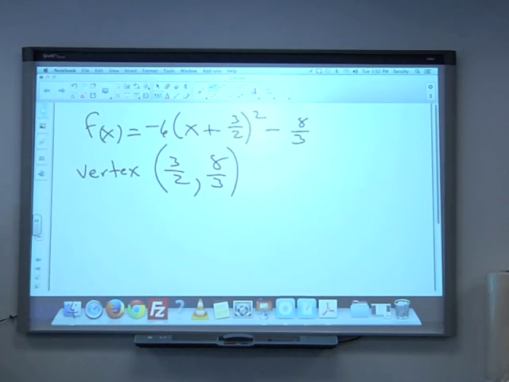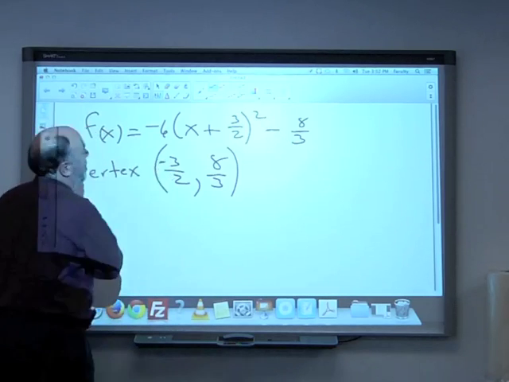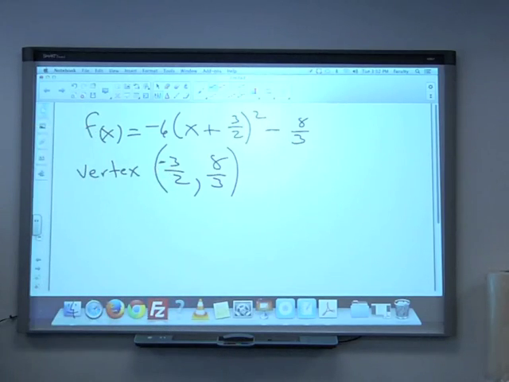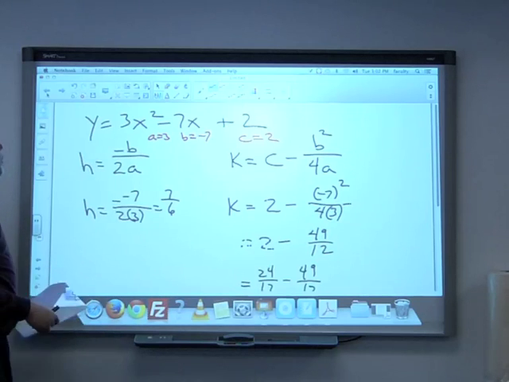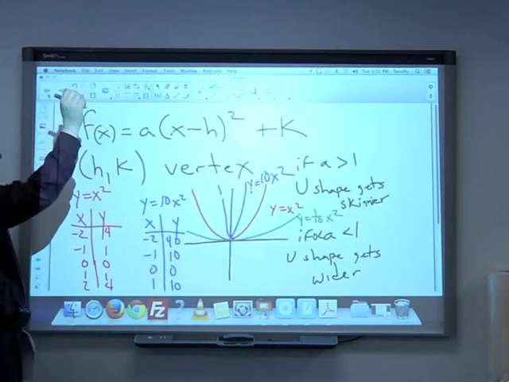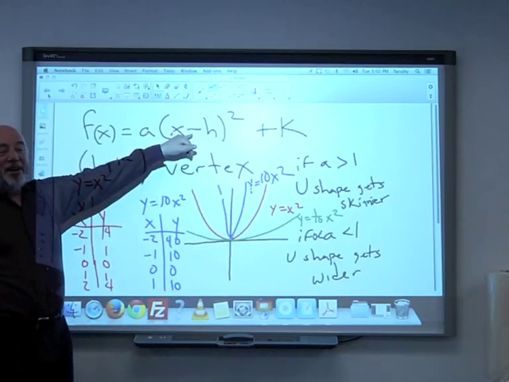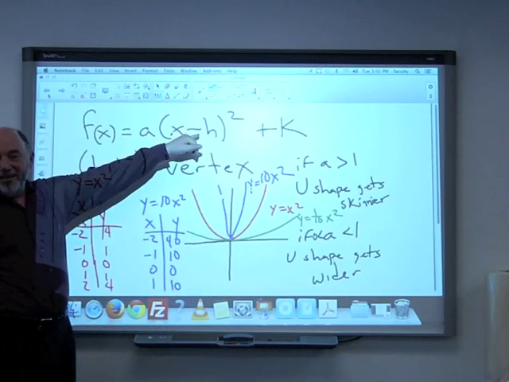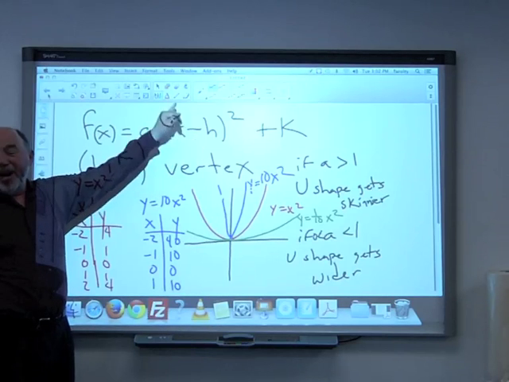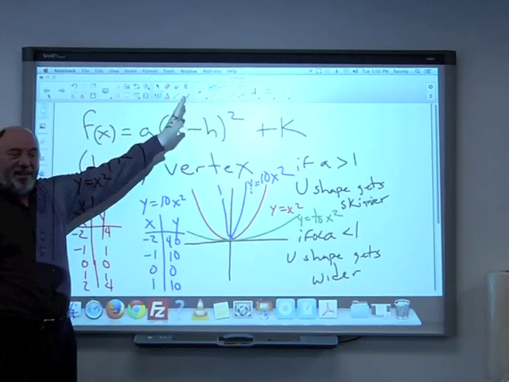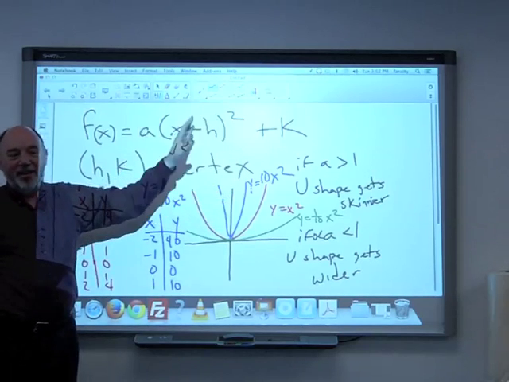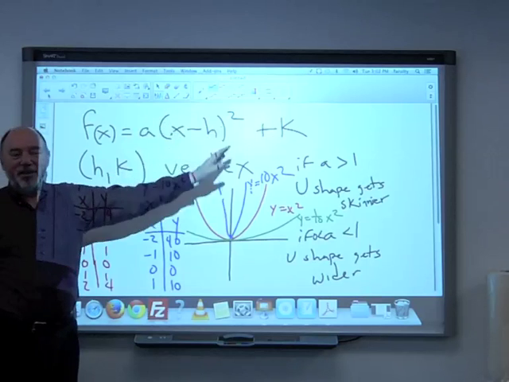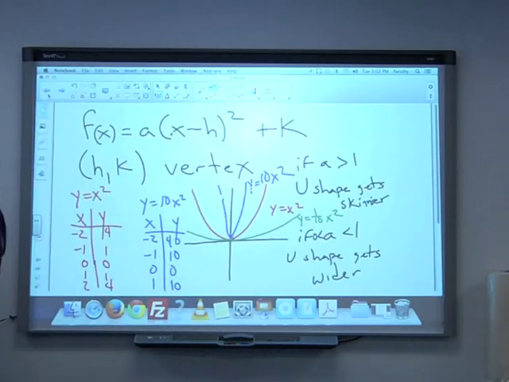Actually, I'm sorry, except for this will be a minus 3 halves. Why the minus? Oh no, it's minus h. Right? Because in my format, it's plus k. Here's the format, right? It was a minus h, which means in order for it to be a positive number, h itself had to have been a negative number, right? That way, minus times minus made it a plus, okay?